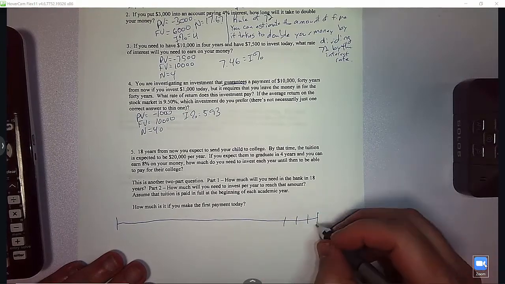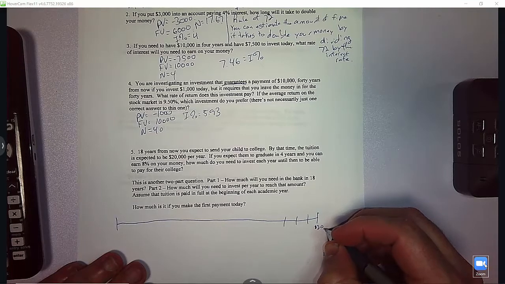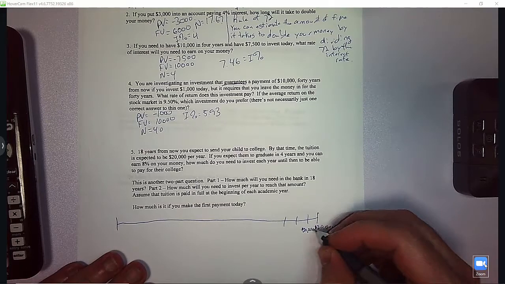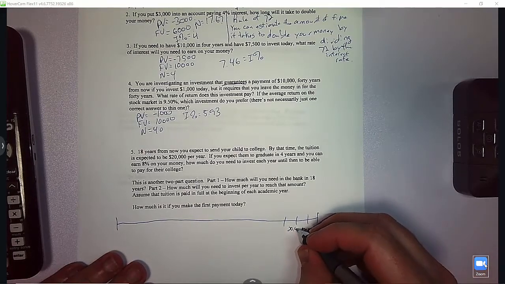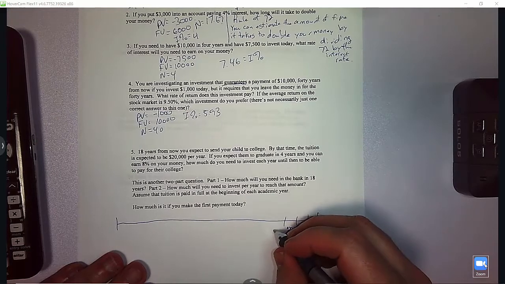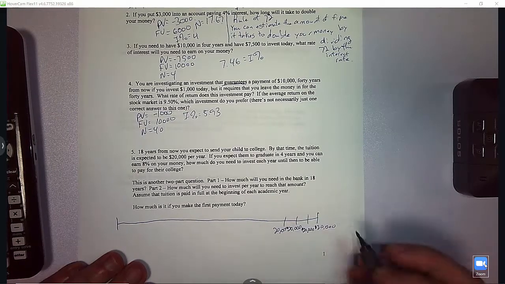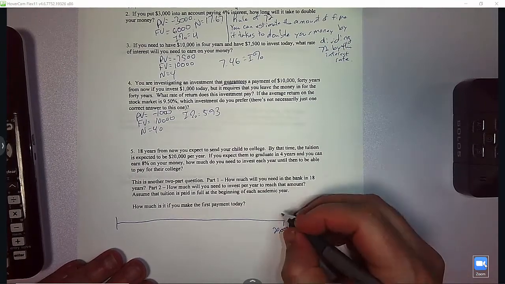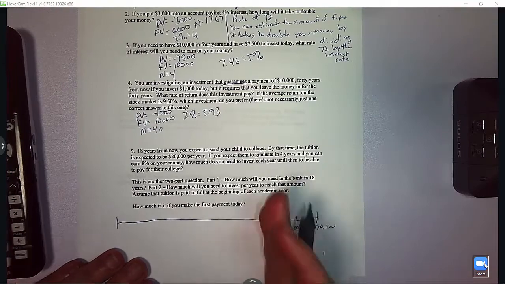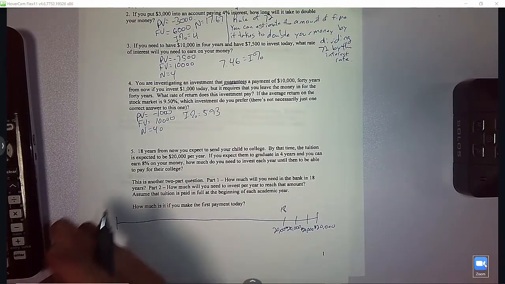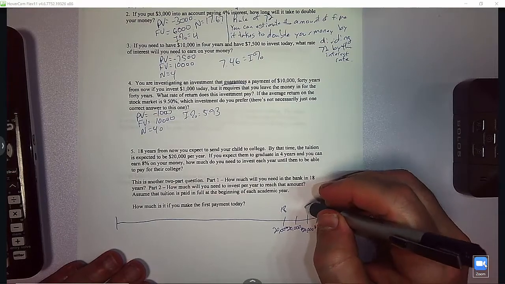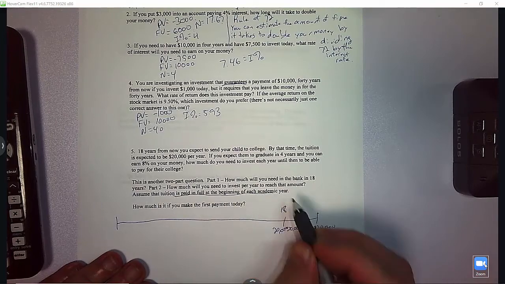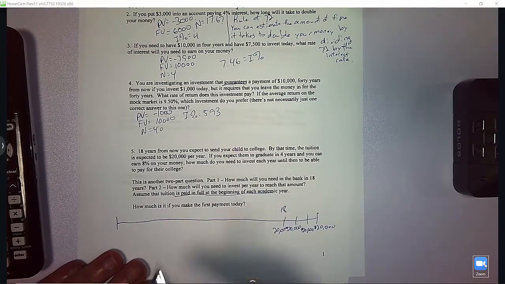So the last 4 years, you're going to make a payment of $20,000. And I apologize, it's kind of squished together there, but what you're going to calculate is, at time 18, how much money do you need to have in the bank? Okay, 18 years from now. This is an annuity due because we make the payment each year at the beginning of the year. So this is an annuity due.